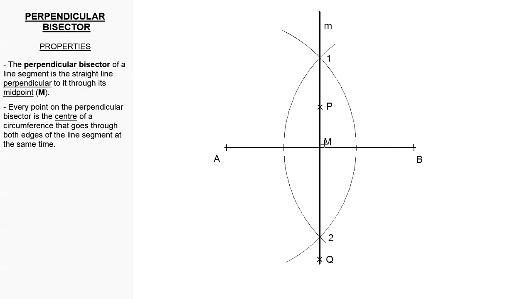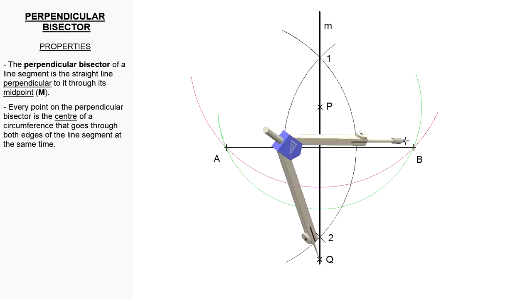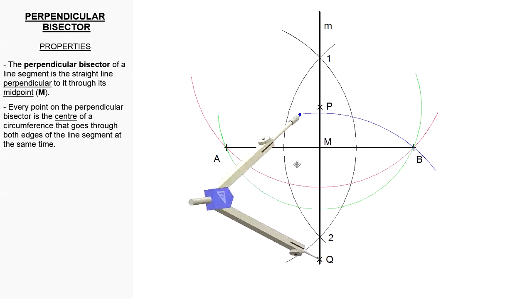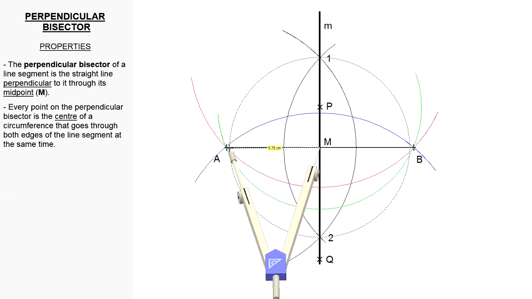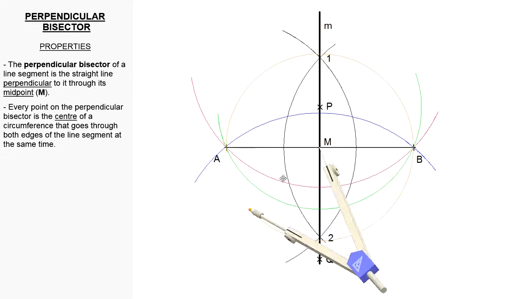Point 1 is the center of this circumference that, as we can see, goes through both edges of the line segment A and B at the same time. The same happens with point P, which is the center of another circumference that goes through points A and B at the same time. The same happens with this other circumference whose center is point Q, and the same happens with this another circumference whose center is point M that goes at the same time through points A and B.